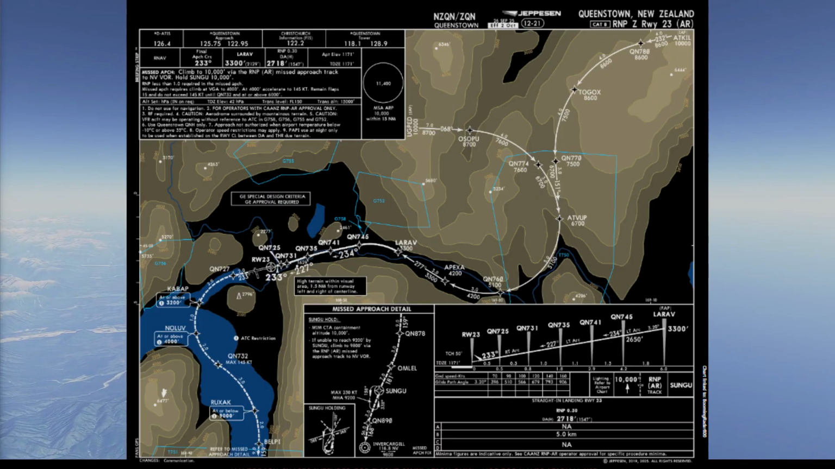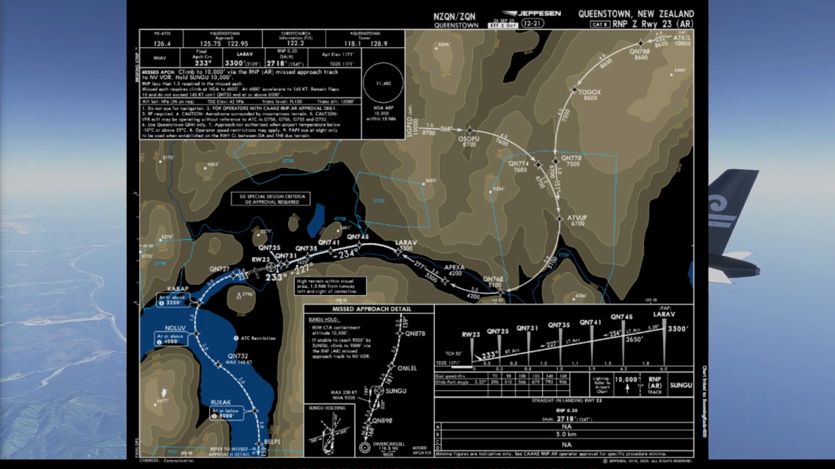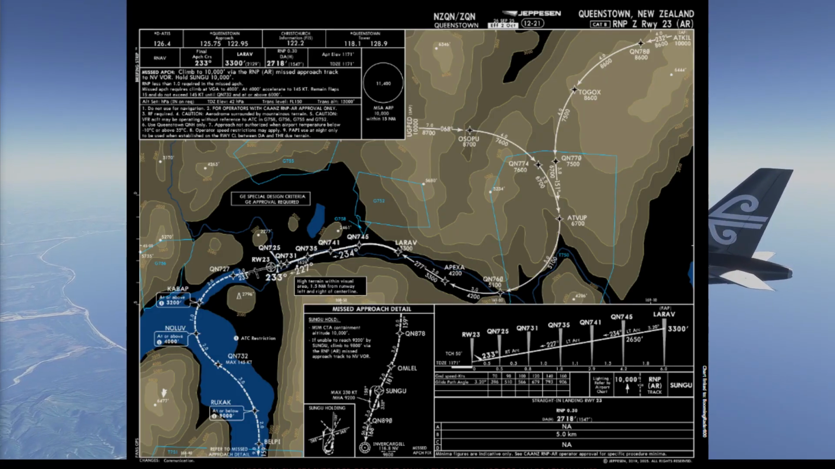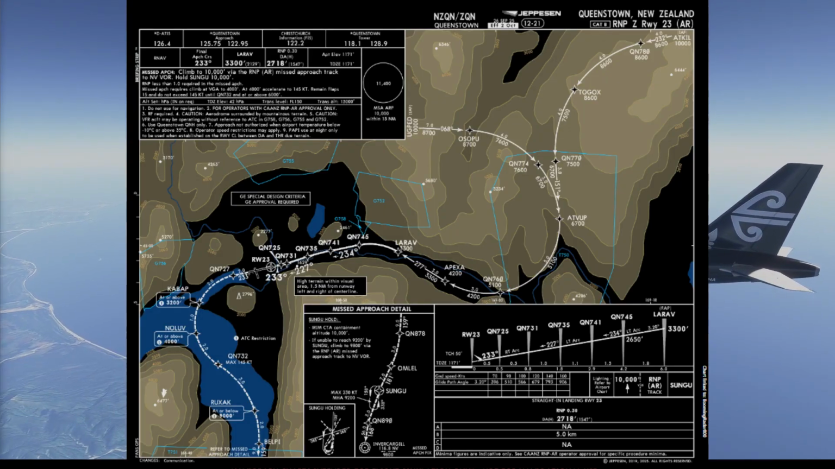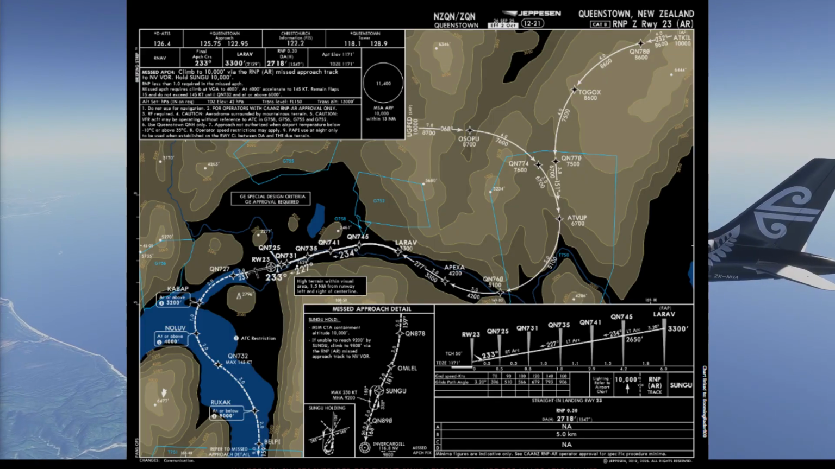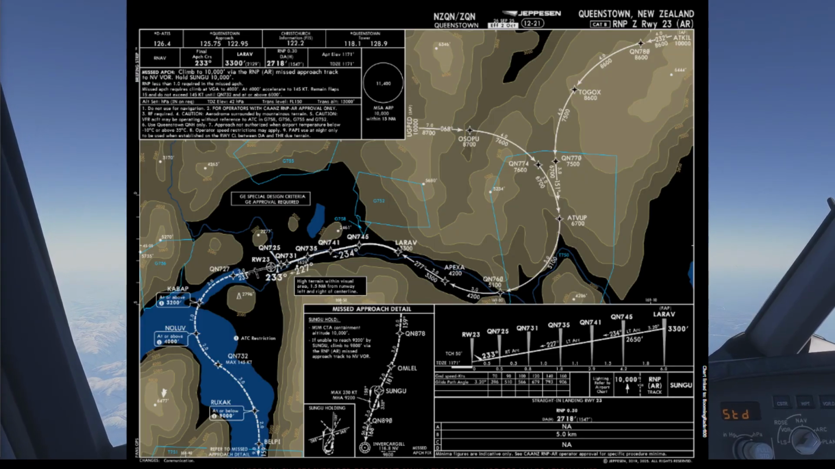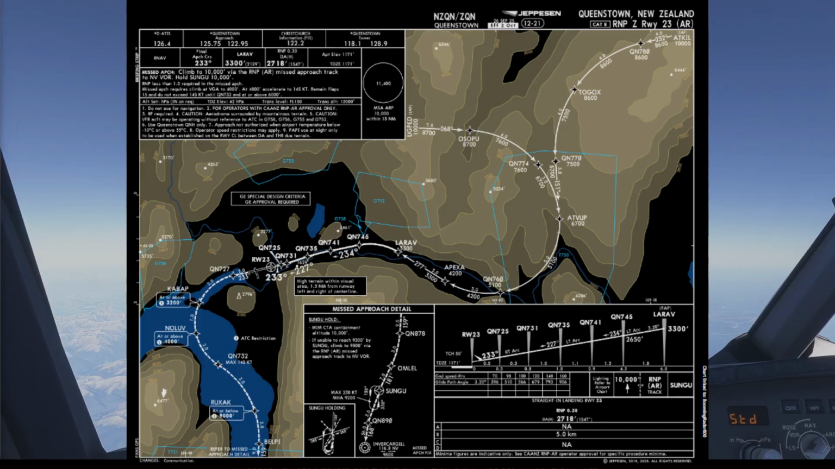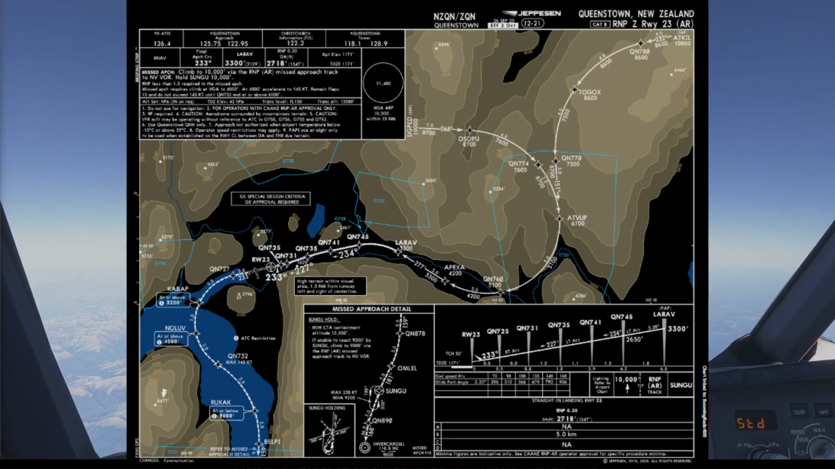So 23, which we're doing here today that I'm showing you, you can see we come in and then we make this big looping turn, and then we follow the river that I was talking about earlier. And we follow that river for a little while until we get into that valley, and then we can straighten out and we have a straight shot that lasts about 5-10 miles of final into runway 23.